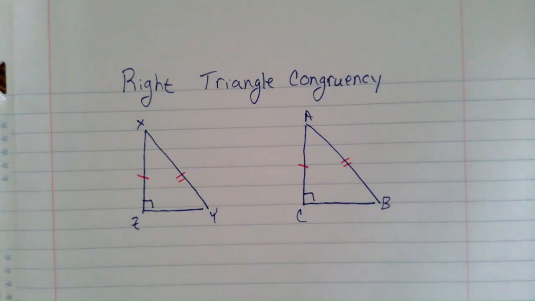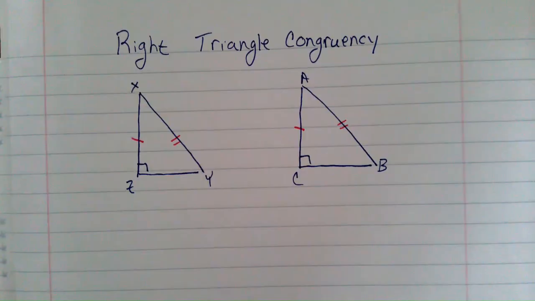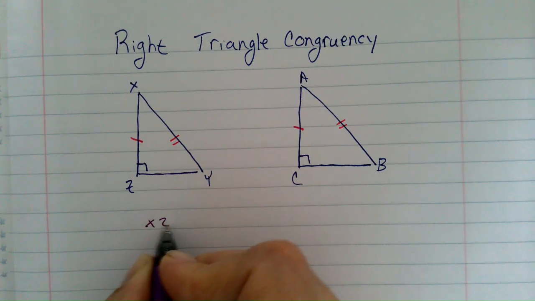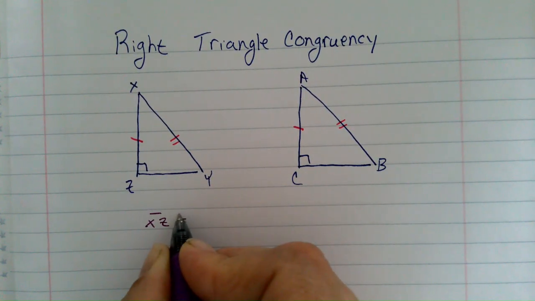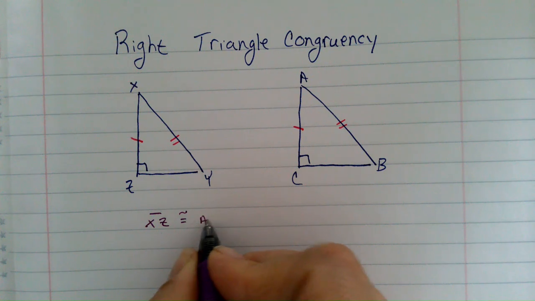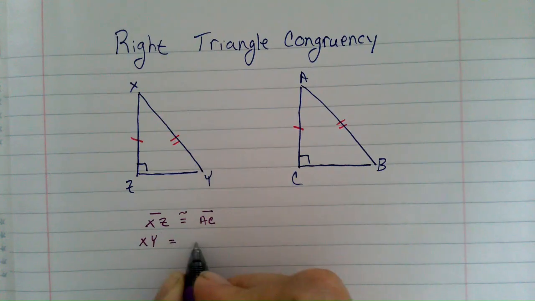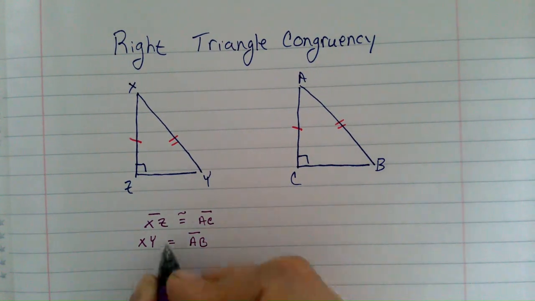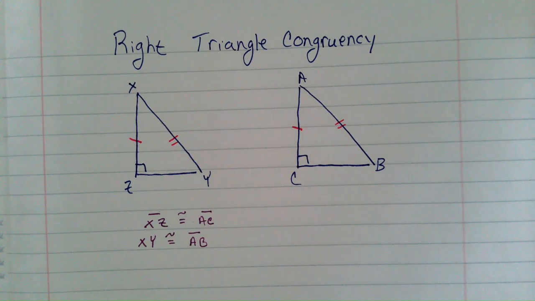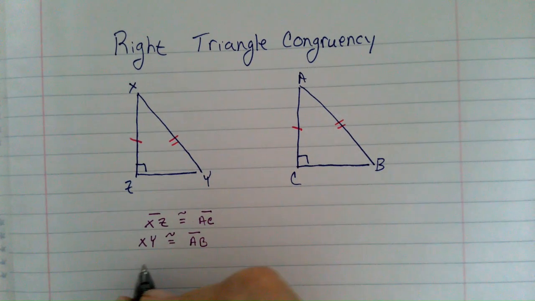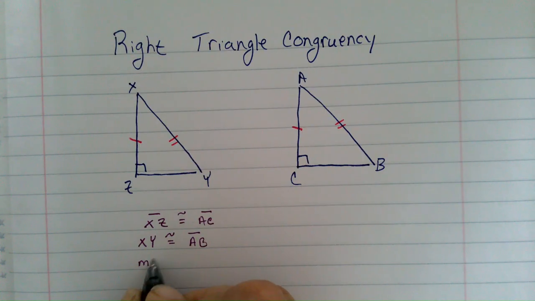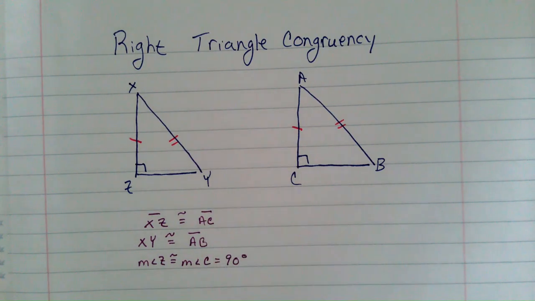Well, let's think about what we've got going on here. XZ is congruent to AC, and XY is congruent to AB. And we don't know anything about the third side. And then we also know that the measure of angle Z is congruent to the measure of angle C, and that they're both 90 degrees. That's what's given to us.